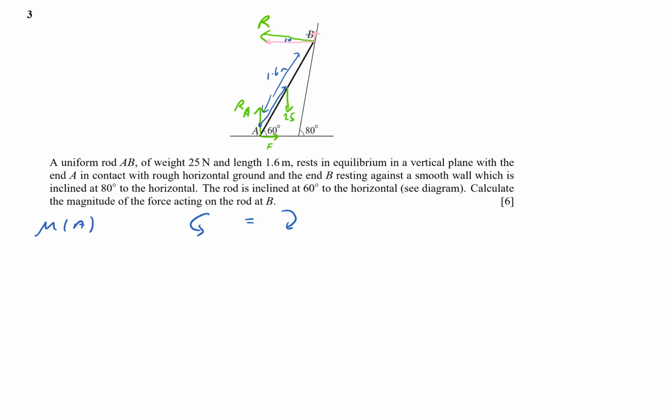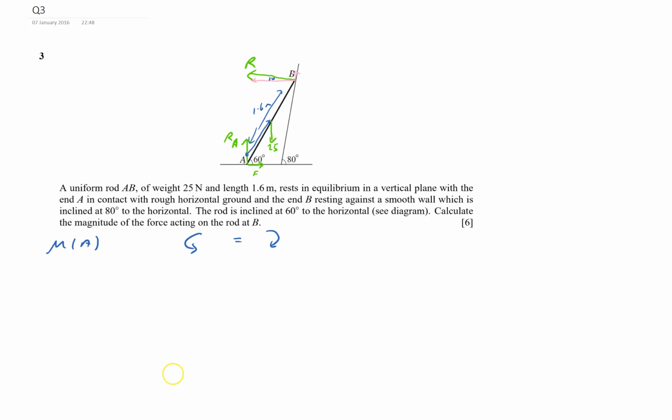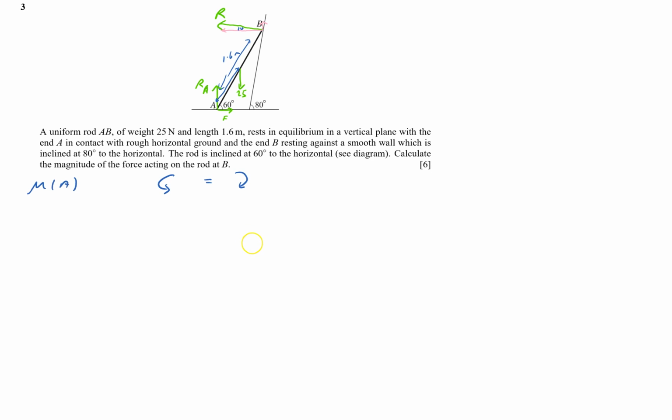So anti-clockwise moments are, I've got this pink bit here, which is going to be R cos 10. I've got to times it by the distance away from here, so it's going to be times by 1.6, and this is 60 here, so I'm going to want that distance there in effect, so it'll be 1.6 sine 60. That's going around anti-clockwise. That's good.